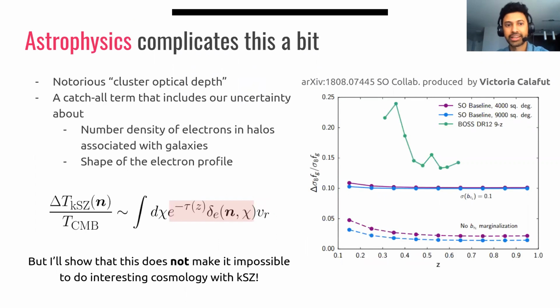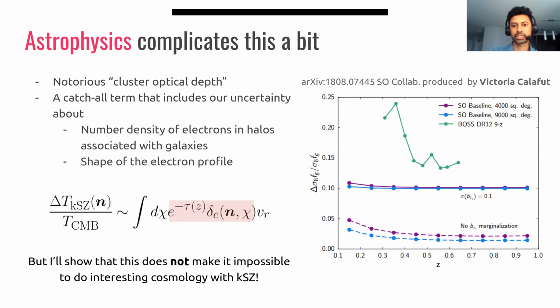Again, this is just reiterating the idea that traditionally you can't do this because the astrophysics is complicated. People call this the cluster optical depth. It's just the fact that you don't know the optical depth of the galaxy clusters, but it includes the uncertainties in the shape of the electron profile, the distribution of electrons. We know that the distribution of electrons doesn't necessarily need to trace the dark matter. It can have a different shape because of baryonic feedback. All of these things are highly uncertain.